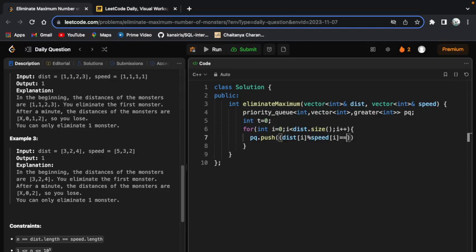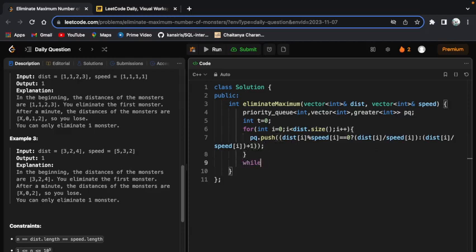If this is 0, then I have to store distance of i by speed of i inside of the priority queue. Otherwise, if this is a fractional value, I have to store distance of i divided by speed of i plus 1. That is the ceil value of the fraction that I'm getting. So I'm going to store distance of i divided by speed of i plus 1. That is what I'm going to store. So my priority queue is now made.